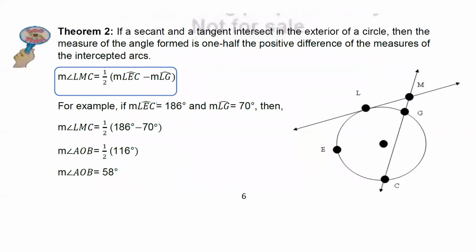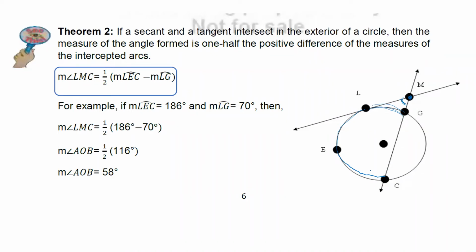Theorem 2, if a secant and a tangent intersect. Okay, here is the secant, line CG, this is your secant line. And we have here line LM, this is your tangent line. One secant and one tangent intersect at the exterior of the circle. Then the measure of the angle formed is 1/2 the positive difference of the measure of the intercepted arcs. Same as before. The angle formed, you get 1/2 the positive difference of the bigger arc minus the smaller intercepted arc.